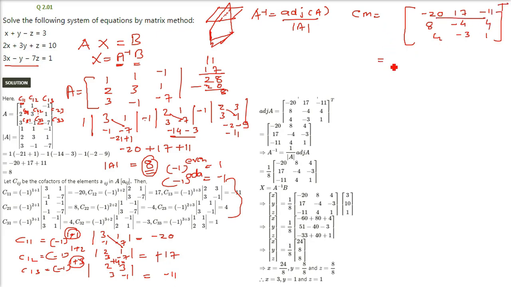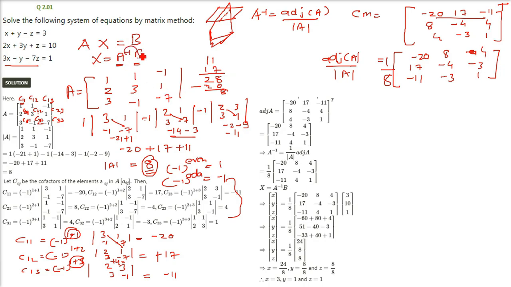So let us take the transpose. So row and column changing, minus 20, 17, minus 11. Here we get 8, negative 4 and 4. This is 8, minus 4, 4. So let me just write that. There is a slight change here. 4, minus 3, 1. So just read minus 3 as 4. Now you have to divide it by the determinant, that is 8. So this is the determinant, divided by 8.